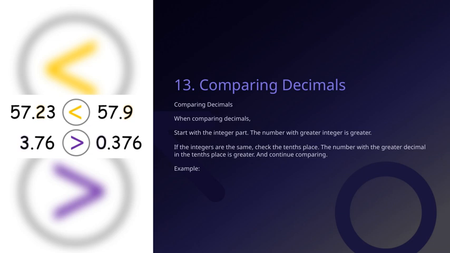For example, if you're comparing 3.45 and 3.47, start by looking at the integers. Both are 3, so they're equal. Then check the tenths. Both are 4, so they're still equal. Next, look at the hundredths, 5 versus 7. Since 7 is larger, 3.47 is the greater number. Remember, this step-by-step comparison helps us accurately determine which decimal is larger.